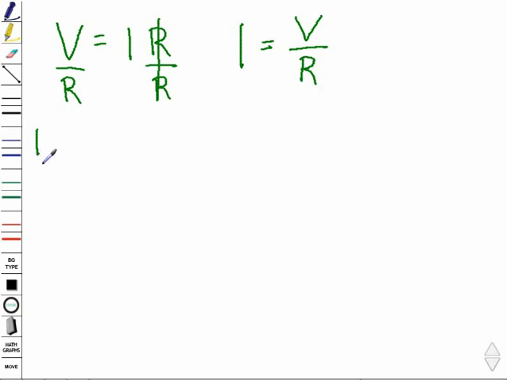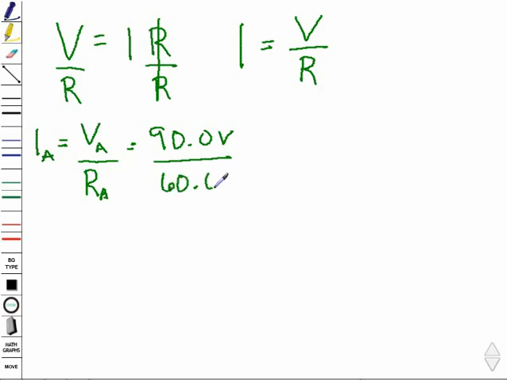This is true for the whole circuit, and this is true across each resistor. So if we want to know the current across resistor A, we're going to take the voltage across resistor A divided by the resistance of resistor A. Because this is a parallel circuit, the voltage is the same across each resistor as it is the total, so we have 90 volts. And the resistance of resistor A was 60 ohms. So we find that the current across resistor A is 1.50 amps, because amps is the unit for current.